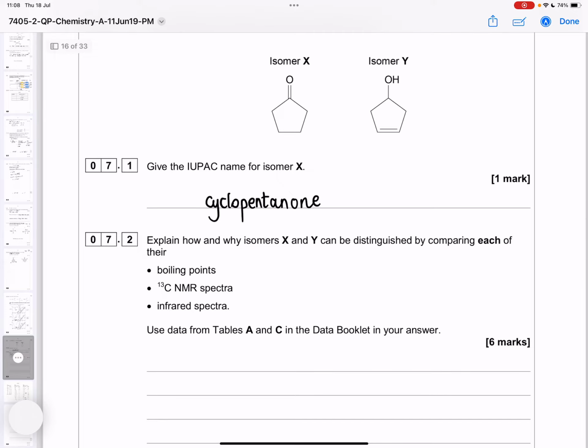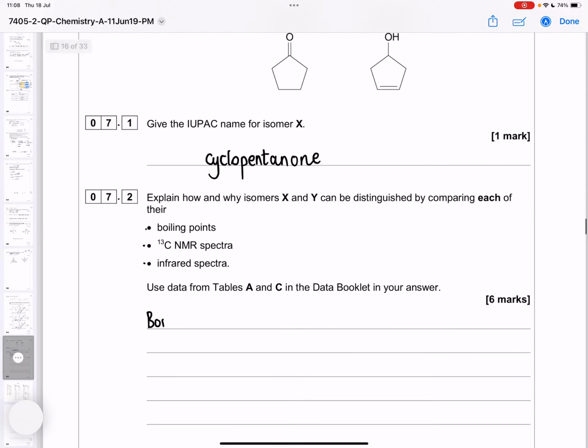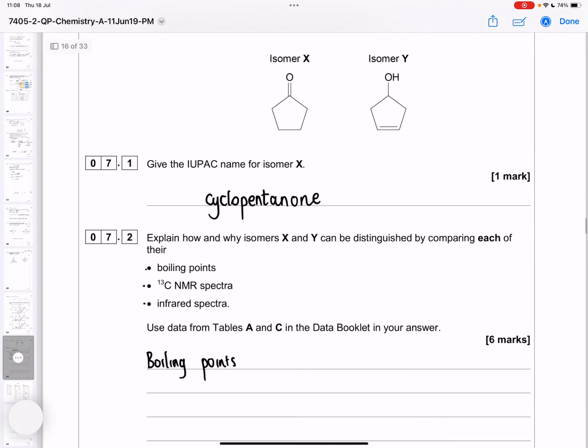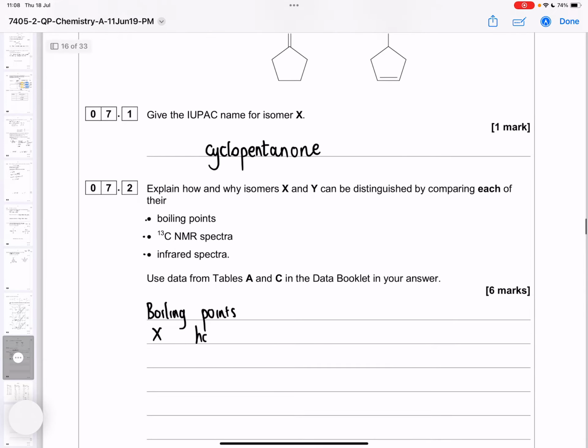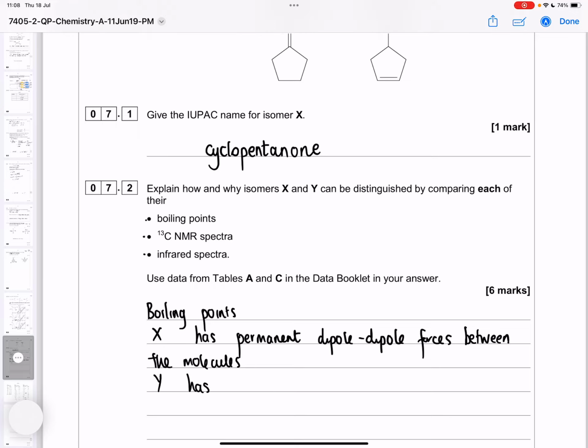Explain how and why X and Y can be distinguished by comparing each of these three things. So let's take each one in turn. Let's look at the boiling points. So boiling points of simple molecular structures are to do with their intermolecular forces. X is a ketone, so it has permanent dipole-dipole forces between the molecules. Y is an alcohol, so it has hydrogen bonds between the molecules.